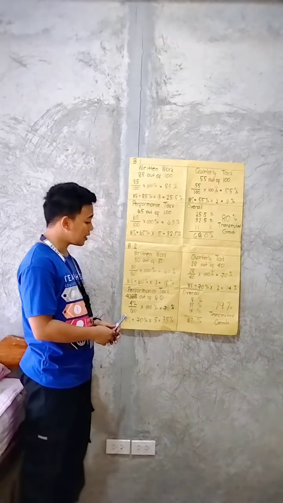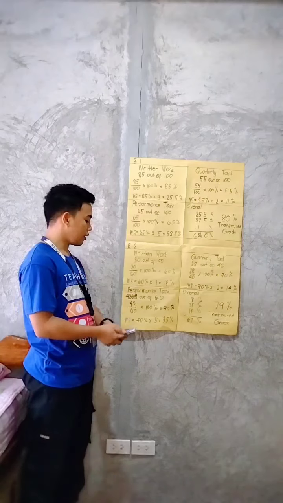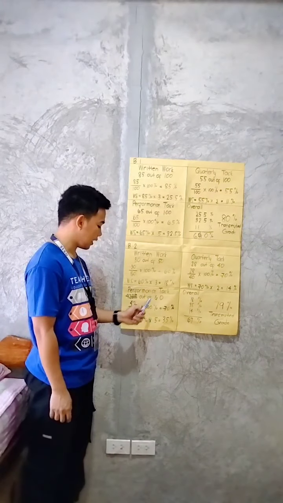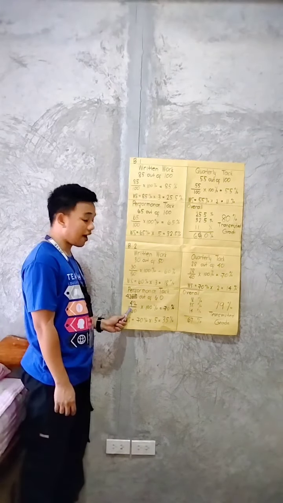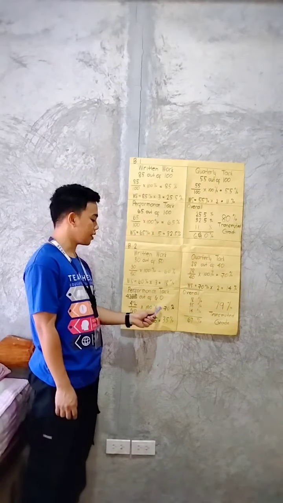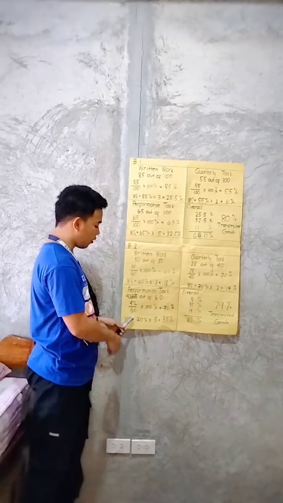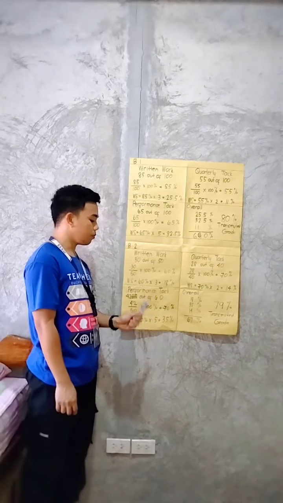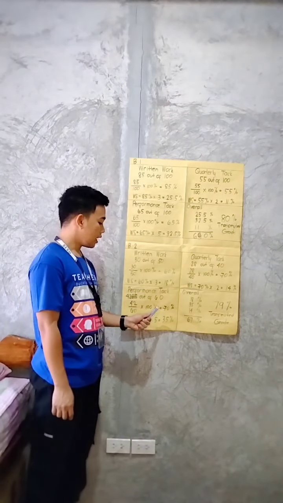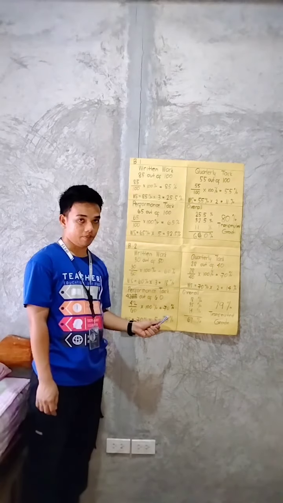For the performance task, the student got 42 out of 60. So 42 divided by 60 times 100% equals 70%. So the weighted score equals 70% times 0.50 equals 35%.